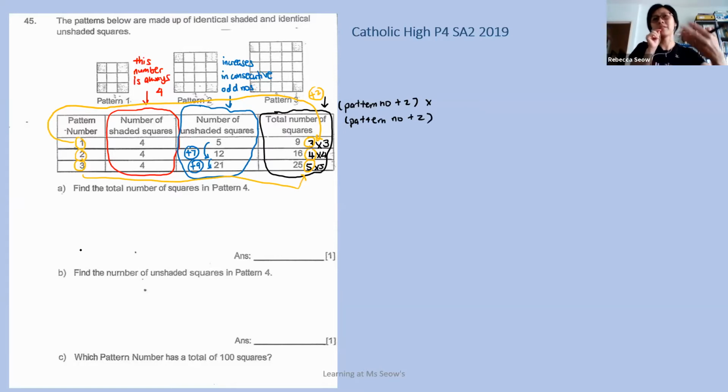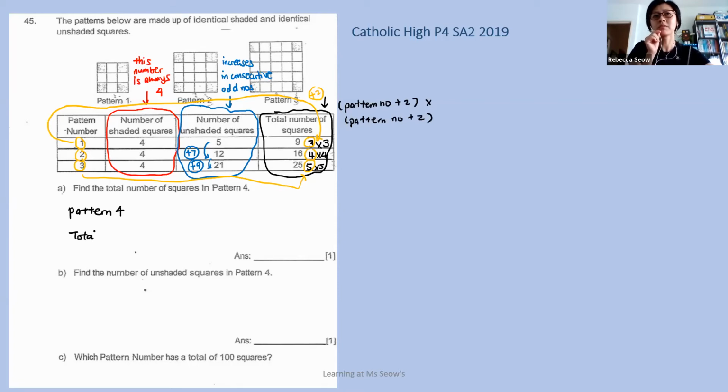Since we have already broken down the pattern in the table, find the total number of squares in pattern 4. The question wants us to find the total number of squares, which means we need to refer to the last column. So if it is pattern 4, the total number of squares will be pattern number plus 2 times pattern number plus 2.